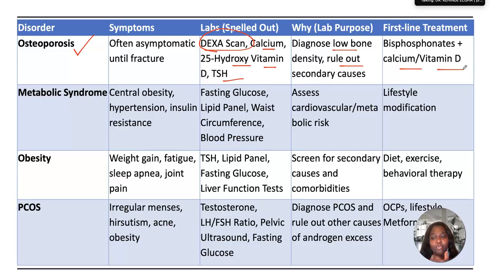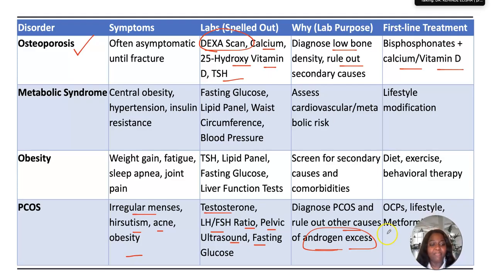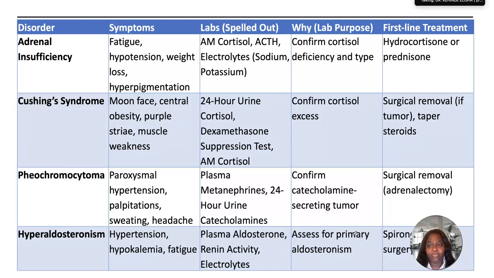Controlling our mind and controlling what we put in our mouth. PCOS is a big deal too. When we have irregular menses, hirsutism, acne, obesity. What labs do we need though? Testosterone, LH to FSH ratio, pelvic ultrasound, fasting glucose. We're also going to diagnose PCOS and rule out other causes of androgen excess. That's the focus of this workup, of this process. OCP, lifestyle, metformin are the things that we can potentially use as a first line treatment.